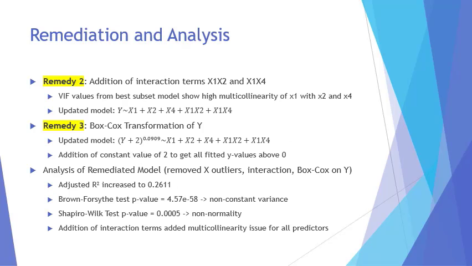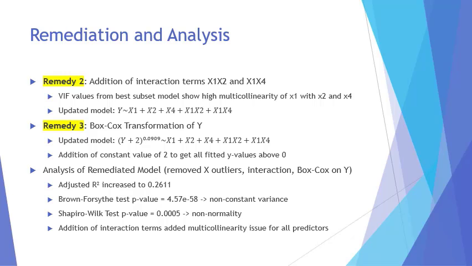From the preliminary analysis, we saw that there was high correlation among the predictors. So one way to account for the multicollinearity caused by highly correlated values is to add interaction terms. After analyzing the VIFs of the best subset model, it was determined that there was a major multicollinearity issue of x1 with both x2 and x4. Thus, the interaction terms for x1, x2, and x1, x4 were added.